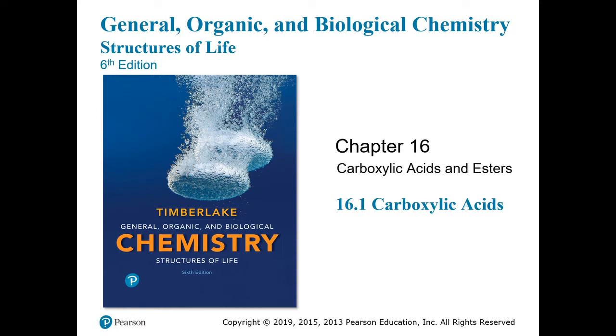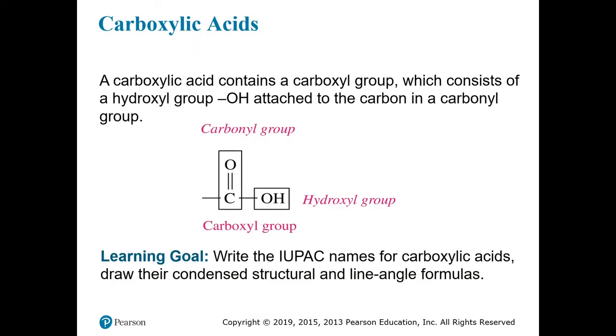Chapter 16 is carboxylic acids and esters, and we're beginning with section 1, which is just carboxylic acids. The carboxylic acid contains a carboxyl group, which is really a carbonyl with an OH group attached to it. So you have to be very careful about identifying these compounds because they contain functional groups that we've seen as characteristic of other compound types previously.